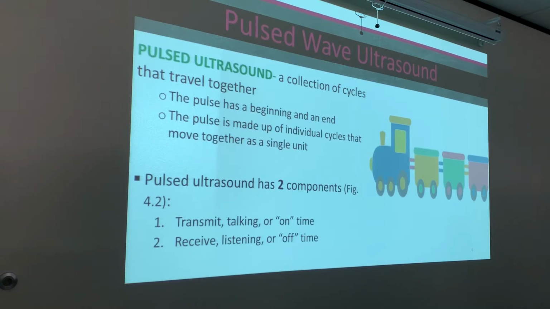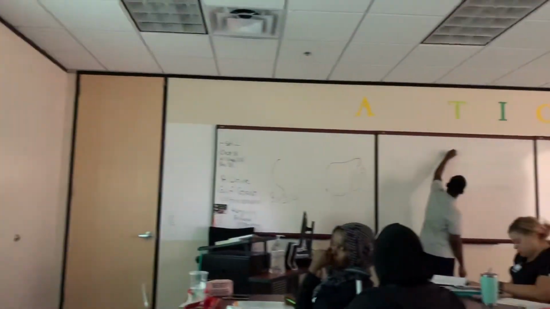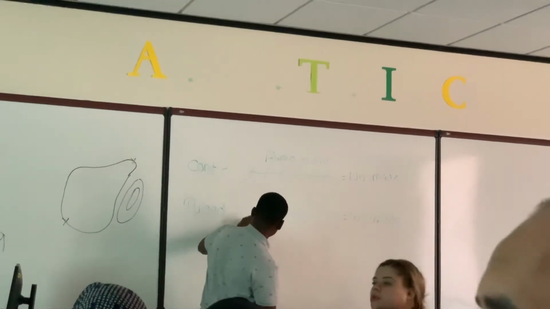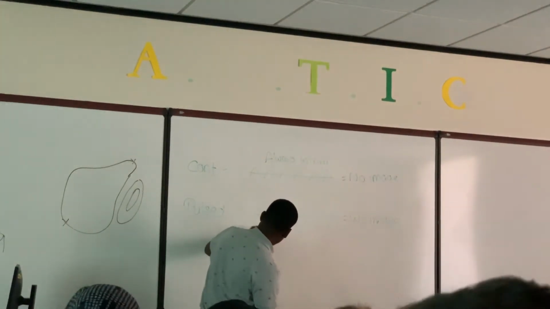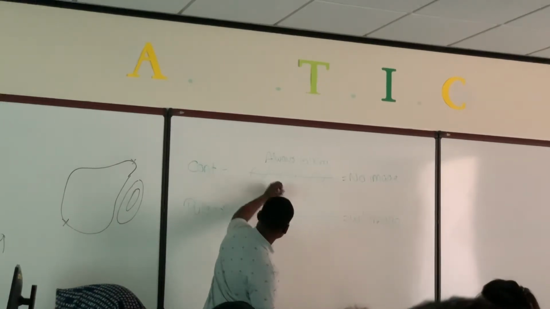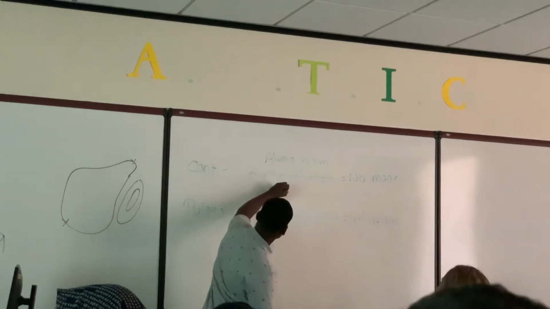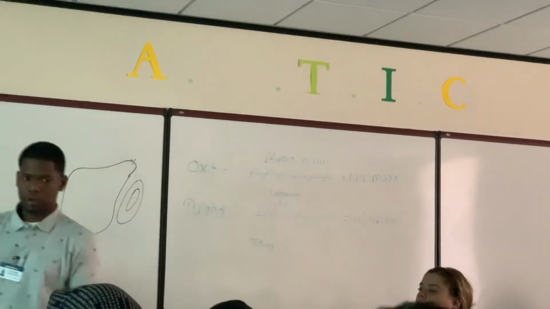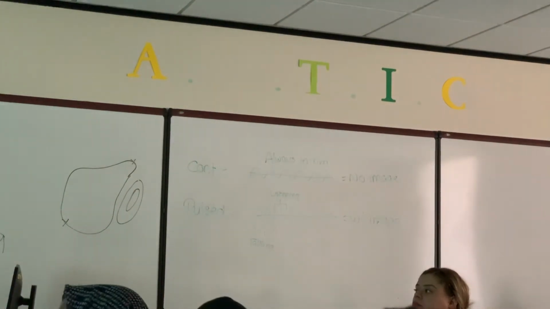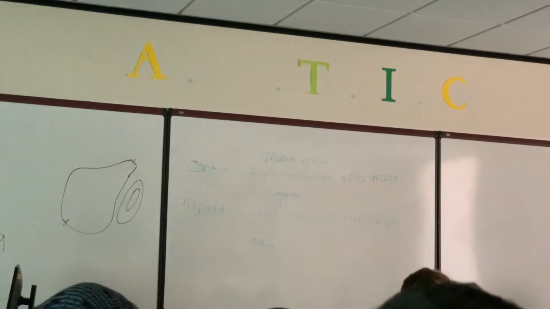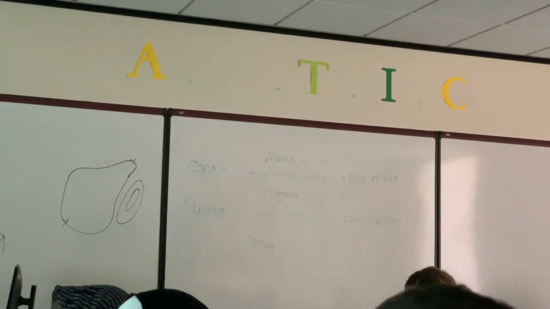So, like I said, continuous wave is always talking. Right here, this little span, that's when it's talking in pulse sound. This little span right here, that's when it's listening, also known as the off time or the receive time, because this is allowing the transducer to receive those reflected sound waves from the medium. Okay.